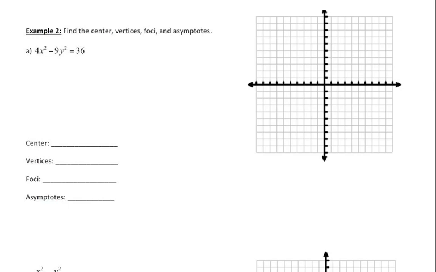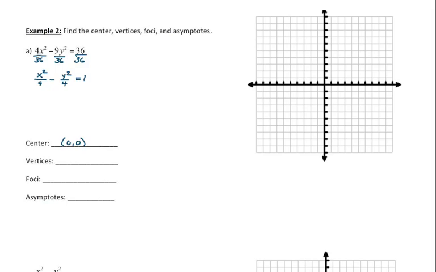So the first thing I want to do is actually write this in standard form. So I'd have to divide everything by 36, which would give me the equation x squared over 9 minus y squared over 4 equals 1. So here's my standard form equation of the hyperbola. So I should first identify my center, and my center in this case is going to be 0, 0.